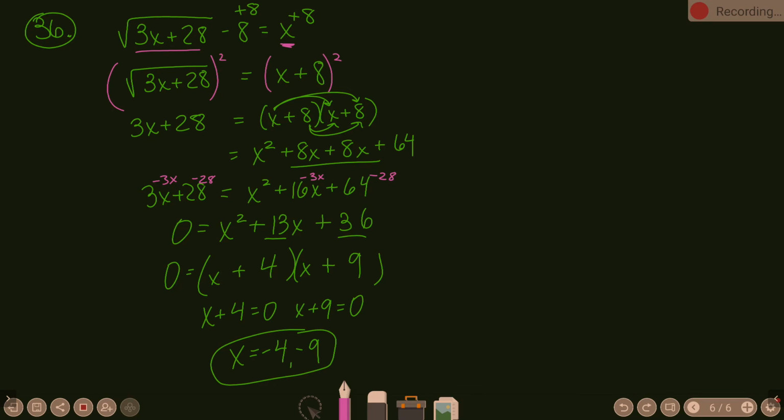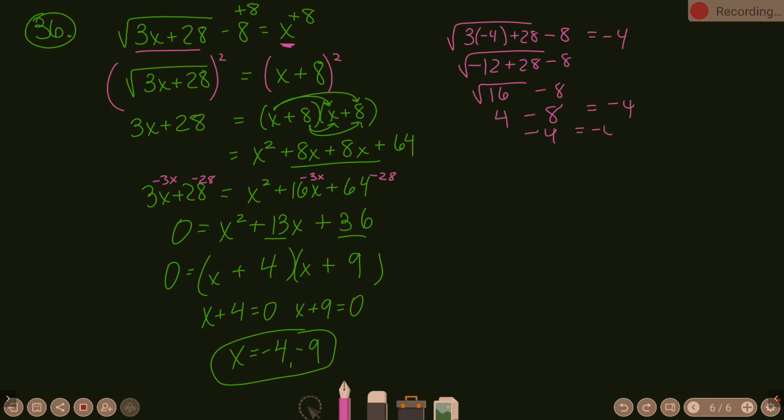So, square root of 3 times -4 plus 28 minus 8 equals -4. This is me plugging in -4. So -12 plus 28 is 16. The square root of 16 is 4. 4 minus 8 is -4. So -4 appears to work.